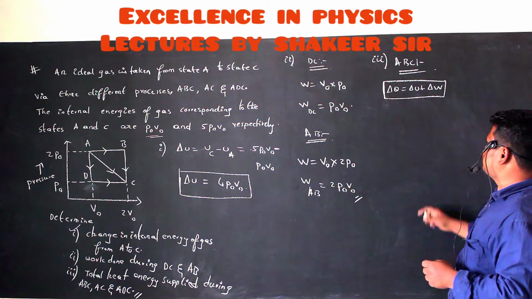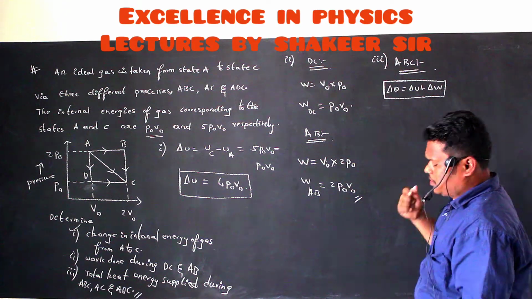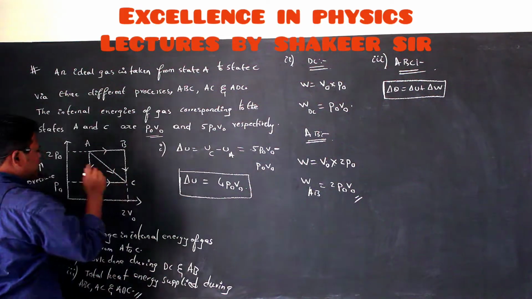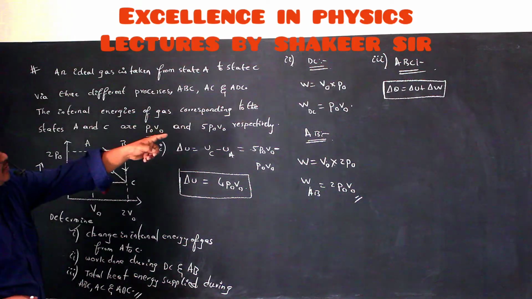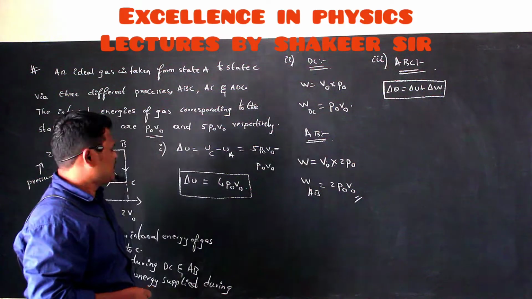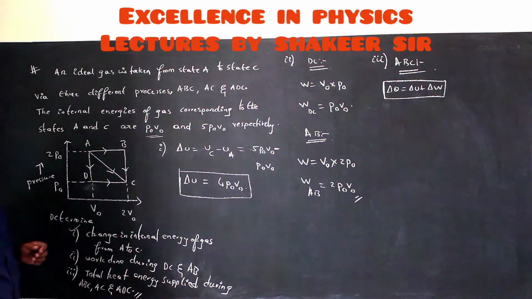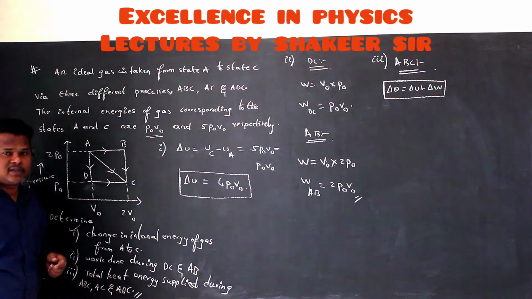Now we are supposed to find out delta W. What is the amount of work done? Now if I observe this process A to B and B to C, from A to B, we have already calculated the work done. A to B is 2 P naught into V naught. Now what about work done from B to C? That is the question. Can you say what is the amount of work done in traveling from B to C?